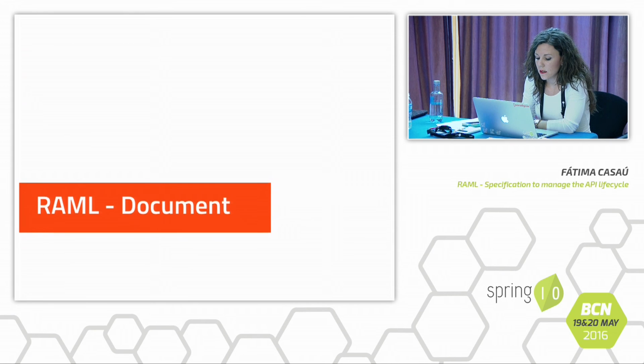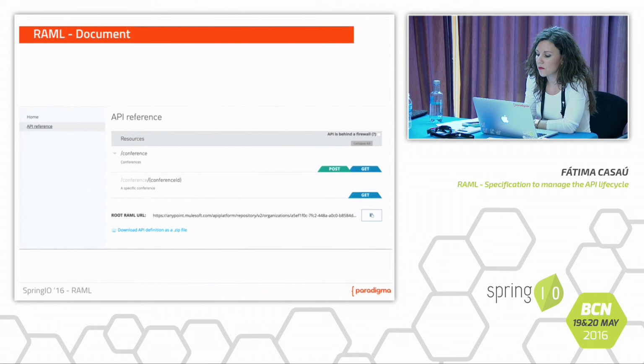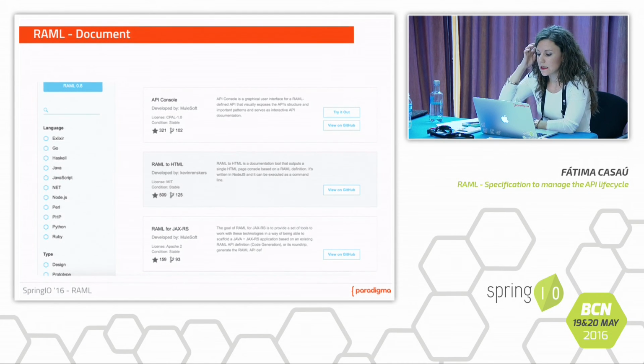Another phase I want to focus on is the document phase. We can generate the documentation, for example, in the API console of MuleSoft. And in other cases, with the tool raml2html, written for Node.js, which is a tool that generates a single HTML page console based on a RAML definition. There are other tools like RAML for JAX-RS or RAML to HTML for PHP, or something like that you can see here. You can see tools for any phase of the API lifecycle in RAML.org.